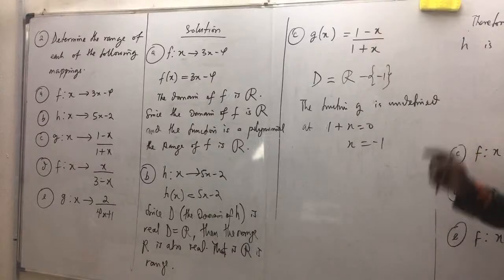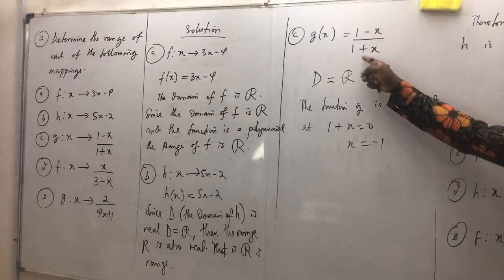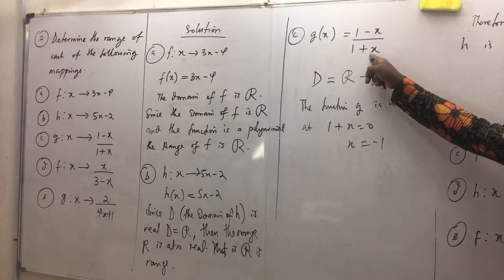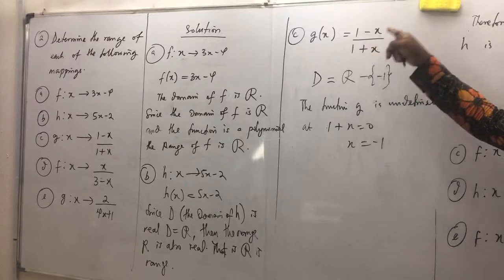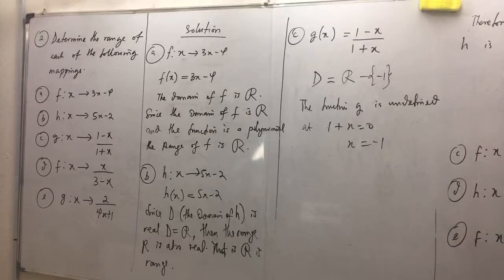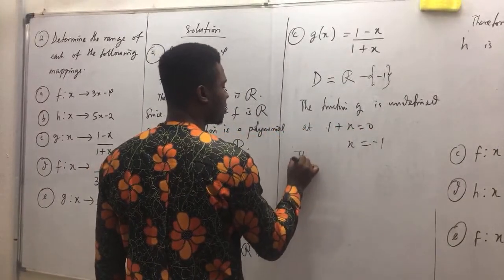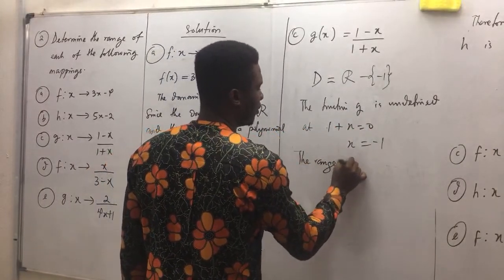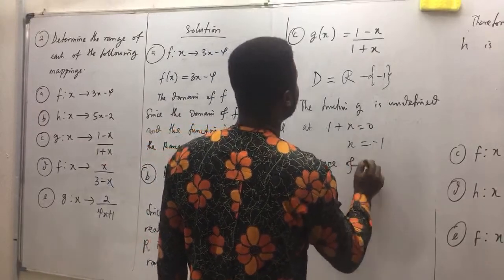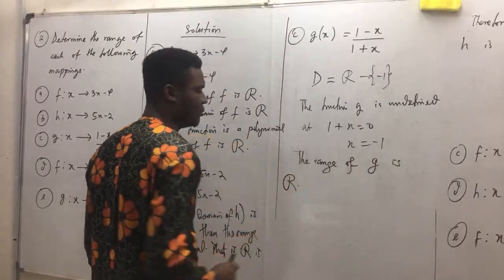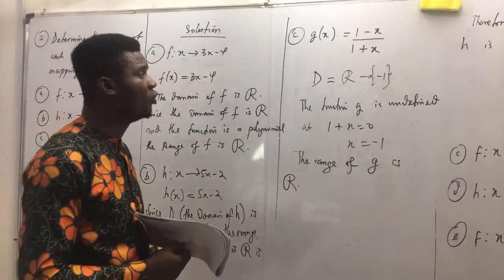Now, if you want to obtain the range, think of every real number apart from minus 1. If you put in any real number apart from minus 1 into this function, the result will give you a real number. Okay? So, the range of the function g, the range of g is R.